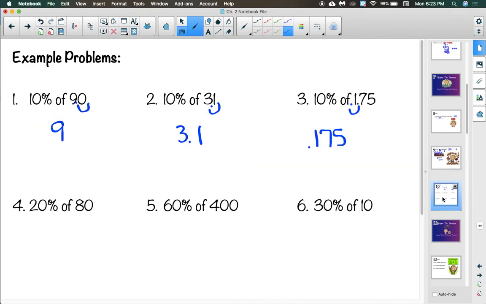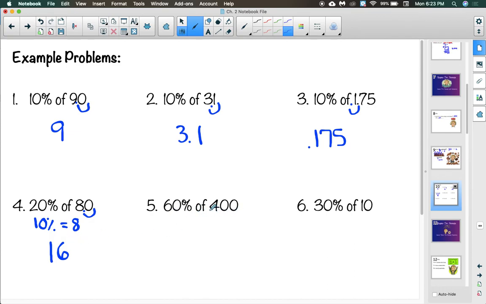So let's take a look at my examples again. Now we want to find 20% of 80. Well, first, we start with 10%. 10% of 80, move that decimal one place to the left, is 8. So 20% is going to be 2 of those 8s, right? Because 2 times 10 is 20. 2 times 8 is 16. So 20% of 80 is 16. See how easy that is?